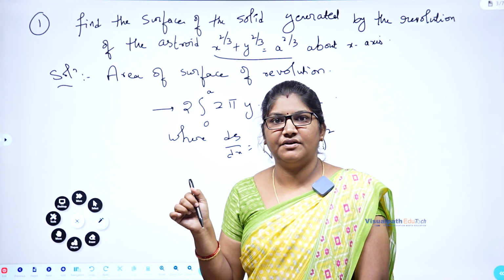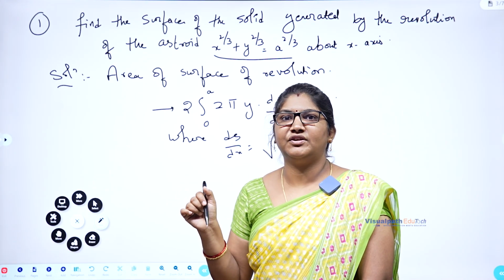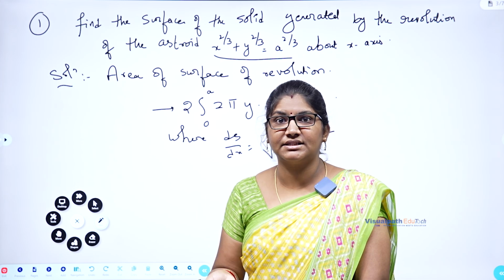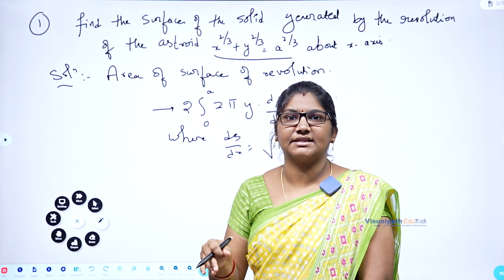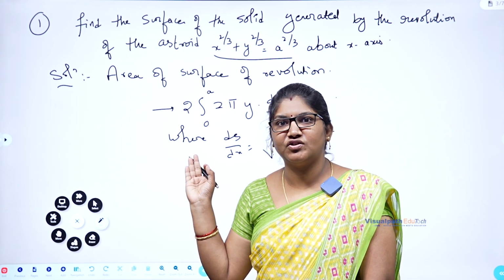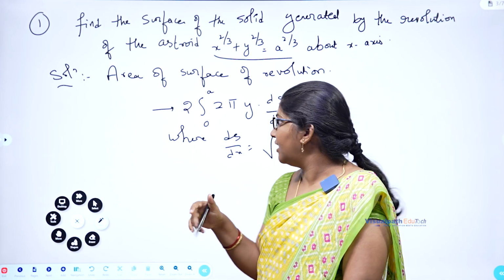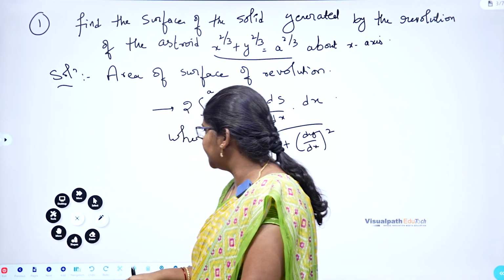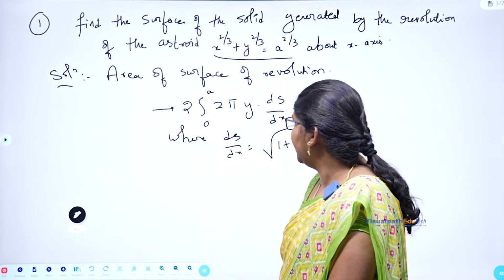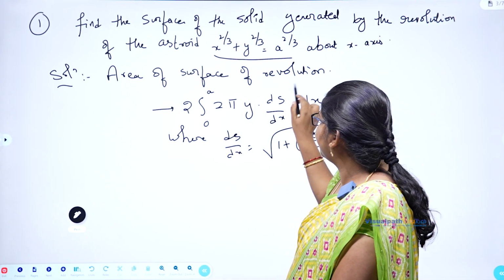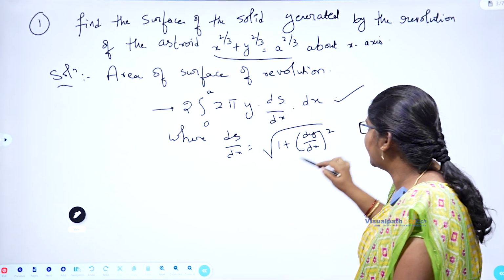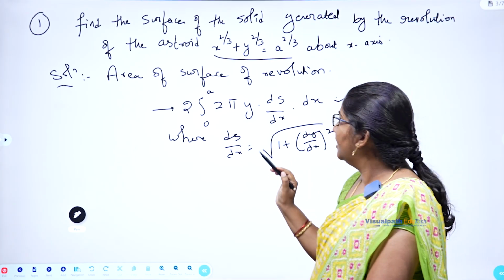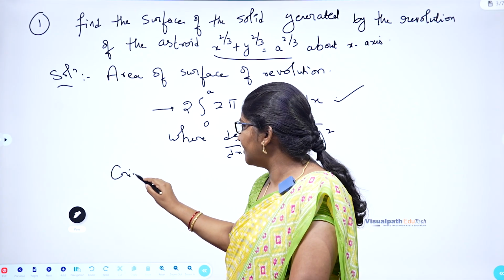For the given curve, what we have to do? We have to find dy by dx, then ds by dx. After that, we have to substitute in our formula. Now, if you see, this is the formula for the area of the surface of revolution, where ds by dx is needed. Okay, what is the curve given?